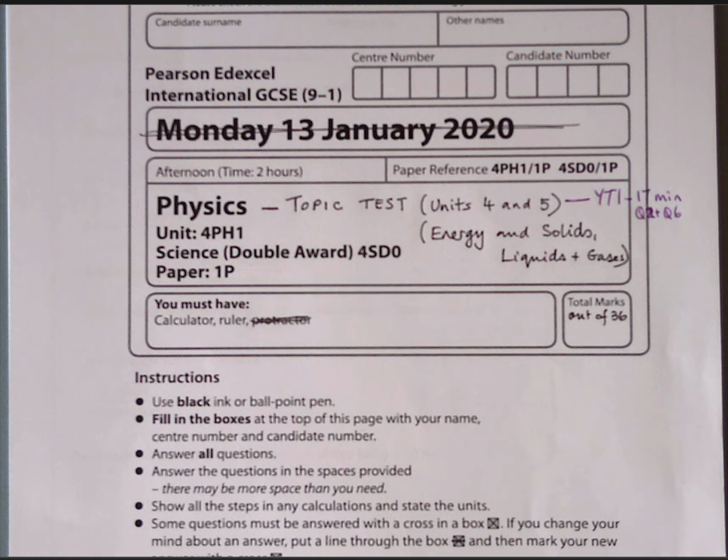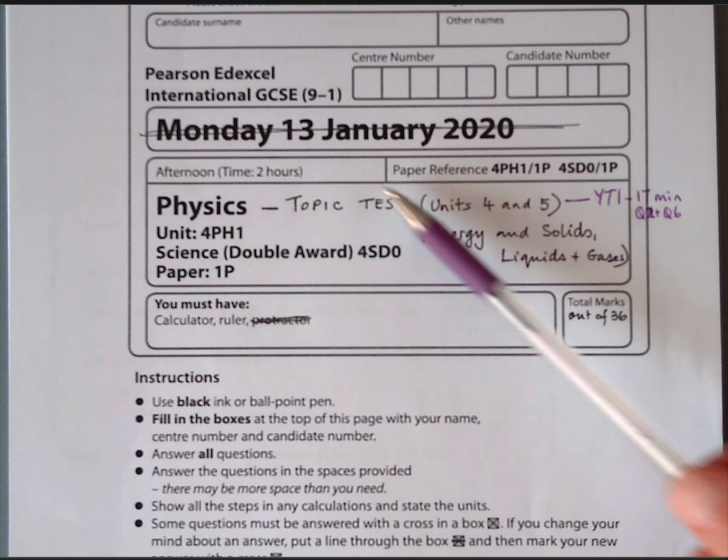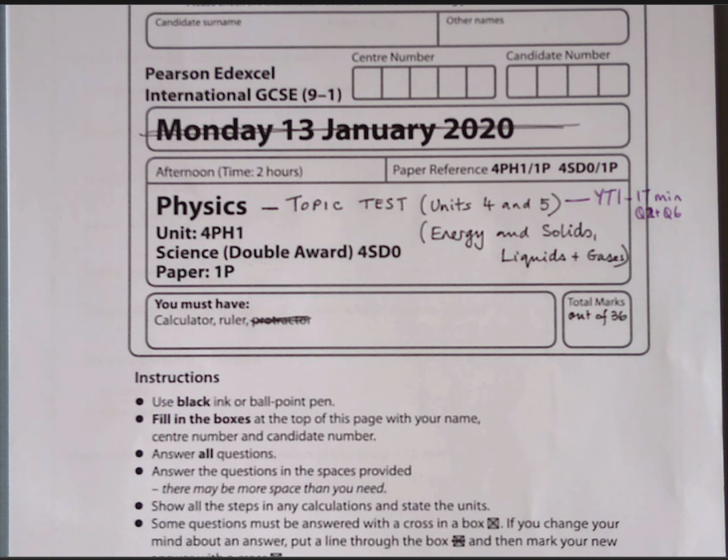This is the second video for this topic test, which is on units 4 and 5. A lot of the questions are coming from the January 2020 paper, but not exclusively. I've chosen questions to test my students' ability to cover both the unit 4 topic, which is energy, and unit 5, which is solids, liquids and gases, in their preparation towards the mocks, which will be in January, to get them to revise more than one.